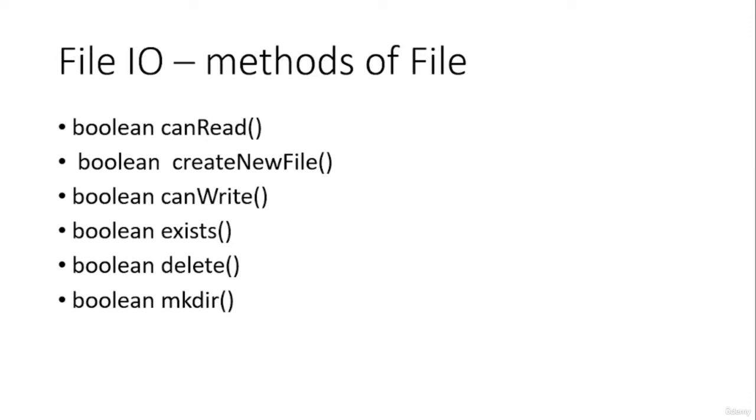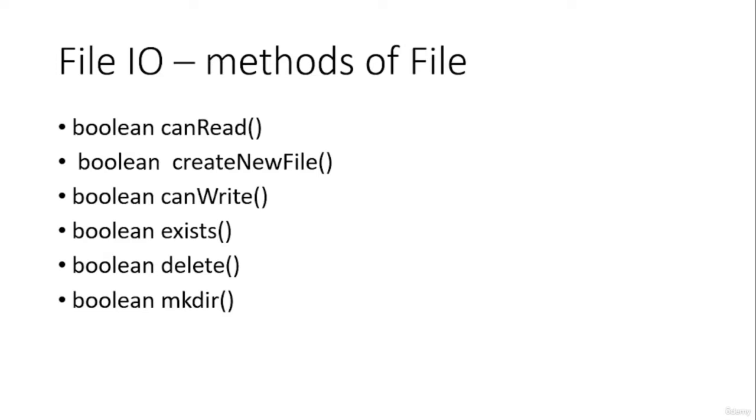And the next method is exists. exists will check whether a particular file exists in the system, and only then we will perform the task. So it can be used to validate the particular file's existence. The next method is delete. The delete method will delete the particular file from the system, so it will remove the file. And the next method is mkdir. mkdir will create a directory or a folder for you, according to whatever requirement you have specified.